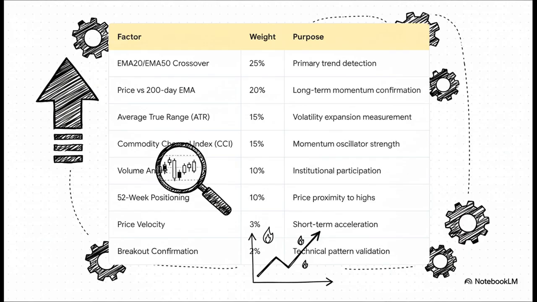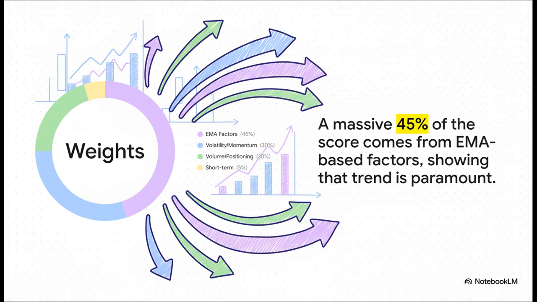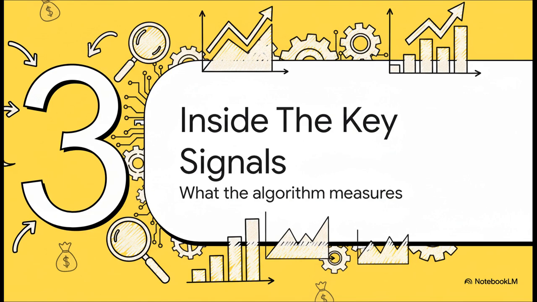But the most crucial part, look at the weights. They are not all created equal. And this chart just makes that crystal clear. See? It's not an even split at all. This algorithm is built on one core belief. Trend is everything. A massive 45% of the entire score, almost half, comes from just 2 factors related to something called exponential moving averages, or EMA. So to really get a feel for this, let's just zoom in on that most heavily weighted signal. Let's see what the algorithm is actually measuring.